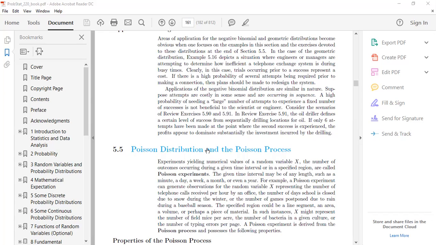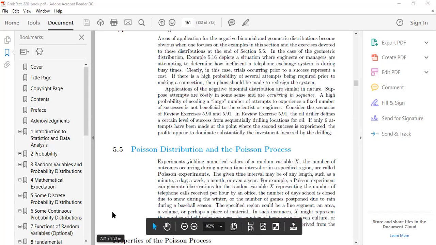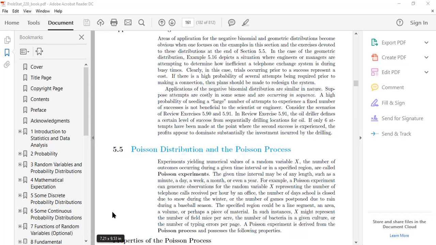Suppose you have a cardiogram, and it moves like this if your heart is working properly. But sometimes the cardiogram jumps like this, a very sudden fluctuation in a short period of time, just milliseconds or something like that. Whenever we have some success in a specific time period like this, we can use the Poisson distribution. I repeat, please keep this in mind: the number of outcomes occurring during a given time interval or a specific region.